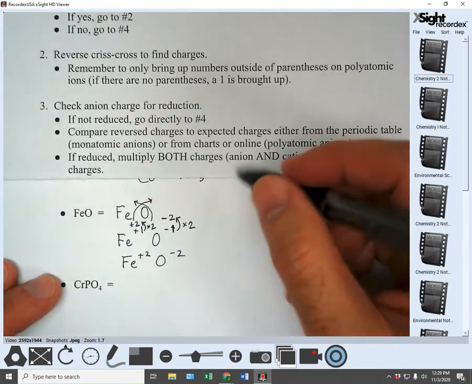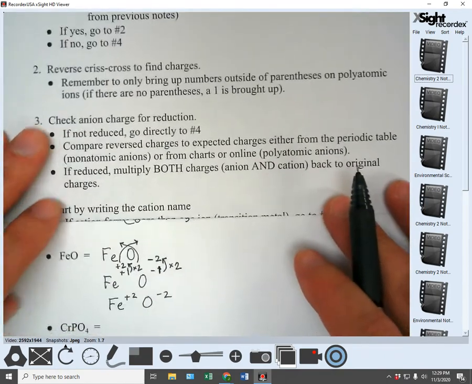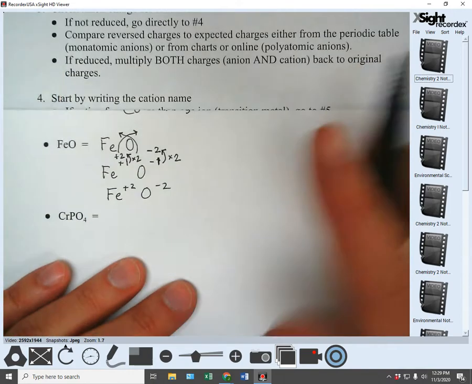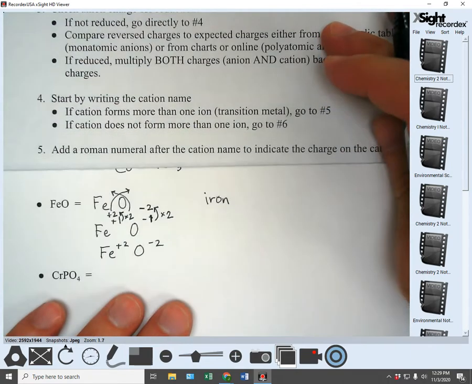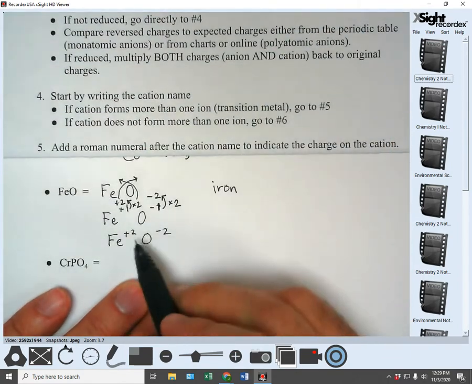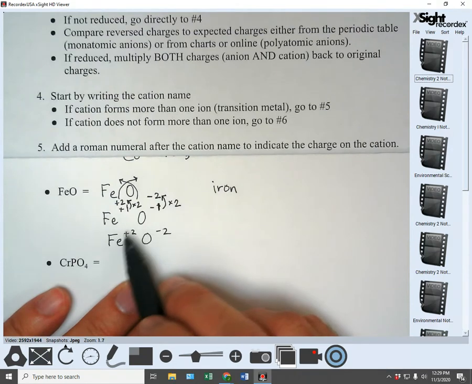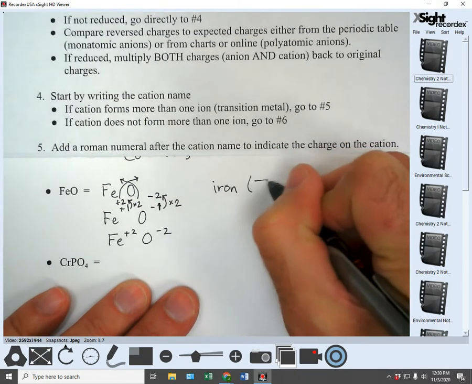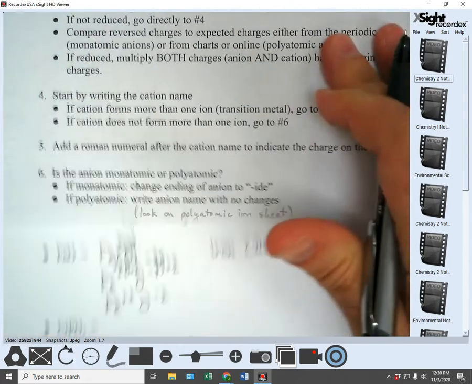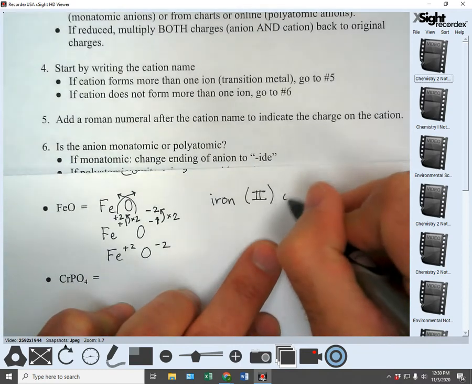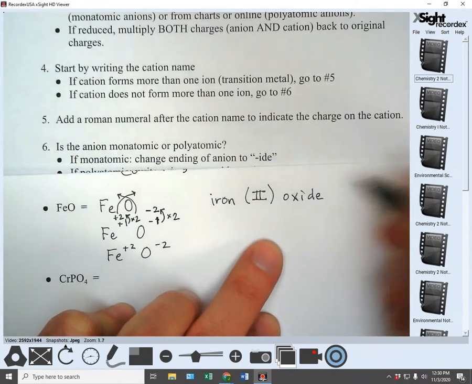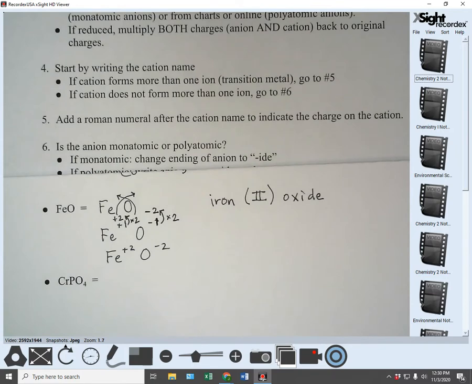All right, so start by writing the cation name. Iron. Okay, it does form more than one, so we're going to add a Roman numeral. Iron, originally, you go to what we figured out was the original number, iron 2. Anion is monatomic, so we change the ending to IDE, so oxygen becomes oxide. So it's iron 2 oxide. All right, last one.